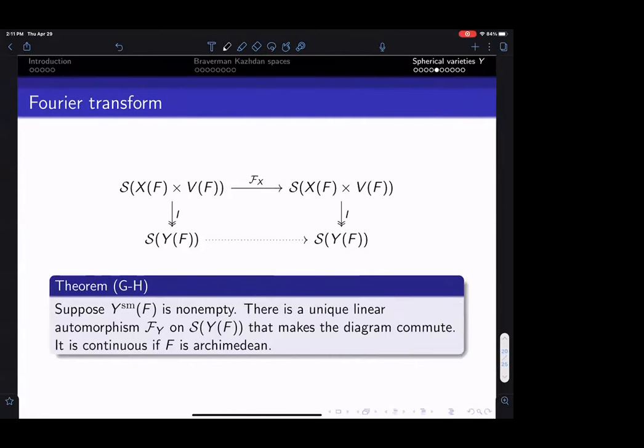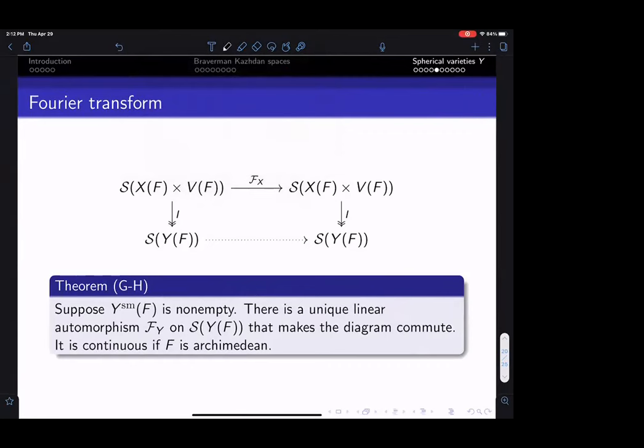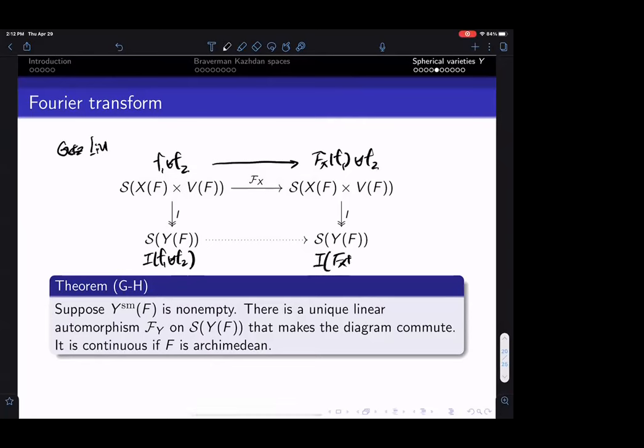So now let's start to discuss the Fourier transform. The notion of this Fourier transform was brought up in the work of Getz and Liu, and they established the Poisson summation formula. How they define it is, they start with a function on X_F cross V_F, and it is mapped to a function on Y by I. Then if you take the Fourier transform on the first vector and apply the I functor, this will give you another function on Y. They establish the summation formula for these two functions.